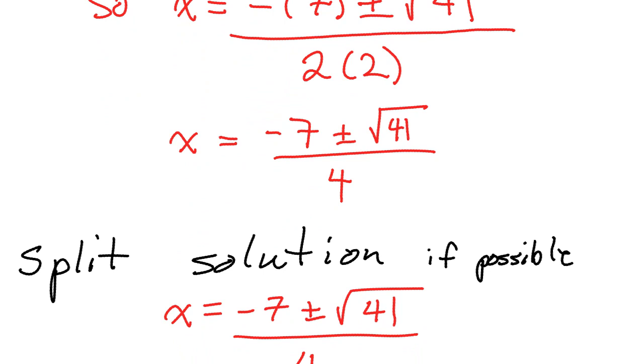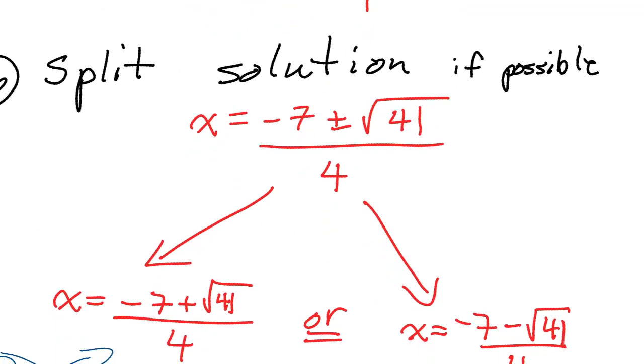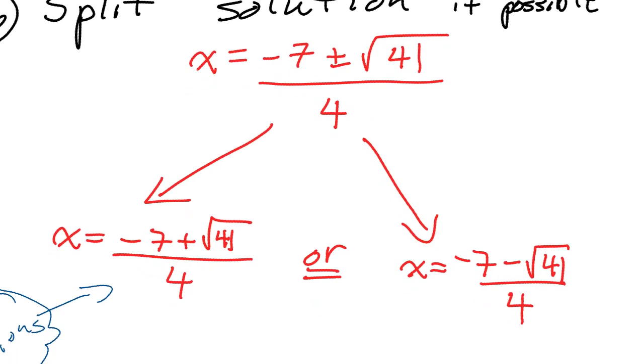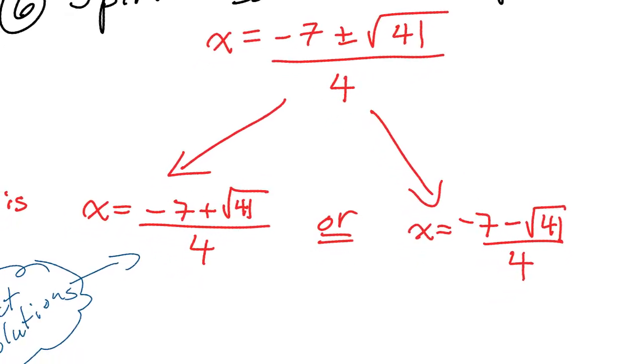And then what we have to do is take that problem and split it into 2. Sometimes you have the square root of 0. Square root of 0 is nothing, so you can't do anything with it. So there's only one solution. But this time you have the square root of 41, which you cannot get a nice number for. You're going to get a decimal. So what you're going to do is leave it as 2 possible solutions by splitting the solution. So in this case, you have x is equal to -7 plus root 41 divided by 4, or x is equal to -7 minus the root of 41 divided by 4. And that's it. You're done.